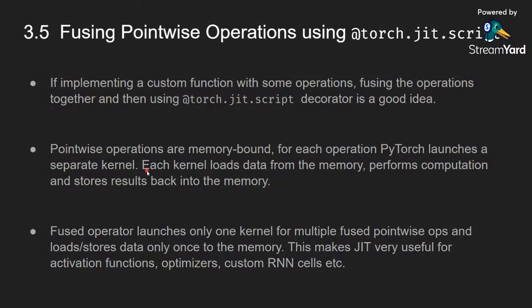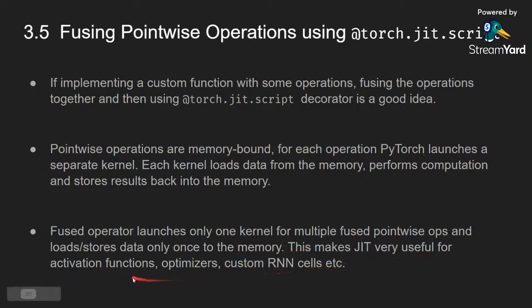A quick way of understanding this is that for each and every operation, PyTorch will launch a separate kernel. It will load data from memory, perform computation, and store the results back. This entire process takes time. If you do this separately and three operations can be fused, it will take 3x the time; if you fuse them, it will take just 1x the time. So it will save you a lot of time if you're using custom functions.